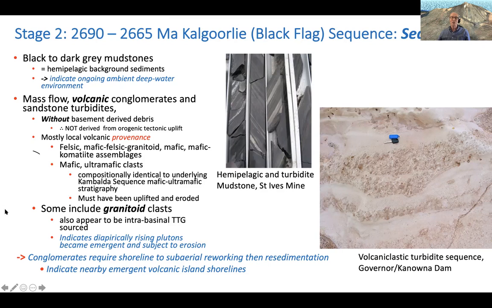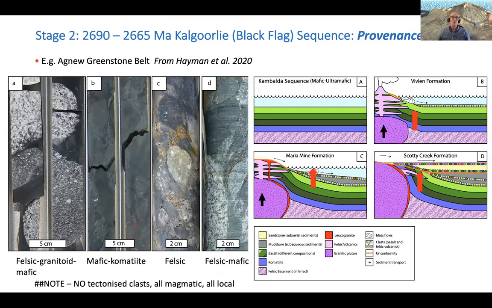And this indicates that at least some of these diapirically rising plutons became emergent and then subject to erosion. Now, conglomerates require high energy shoreline or subaerial reworking environments and then resedimentation. So in this open ocean environment, there were therefore also dispersed volcanic islands. Here's an image of some of these mixed class conglomerates: granitic, felsic, mafic, ultramafic, mostly felsic, and mafic.